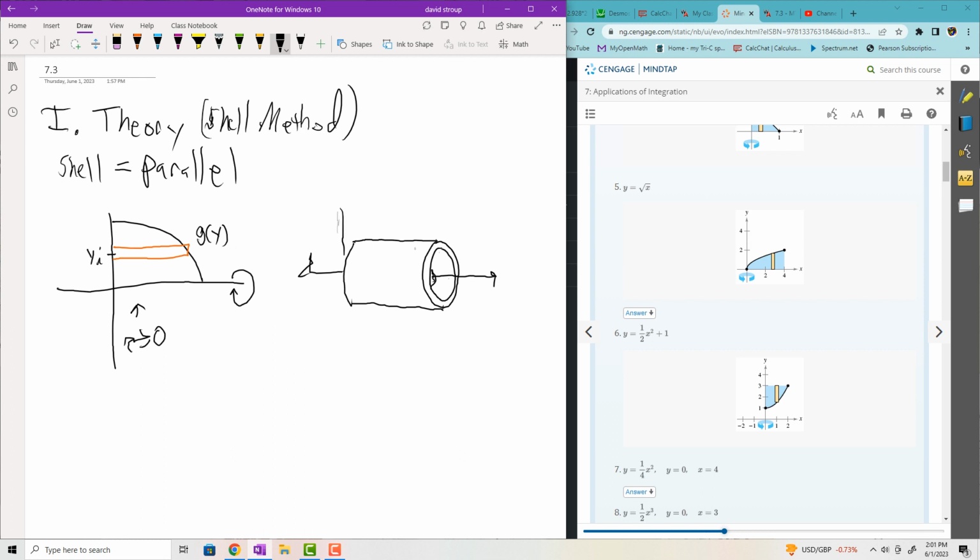Let me try to put in my axes. And the original rectangle that was rotated, where is that? That would be sitting right here. So the resulting picture is going to be like a wedding cake.